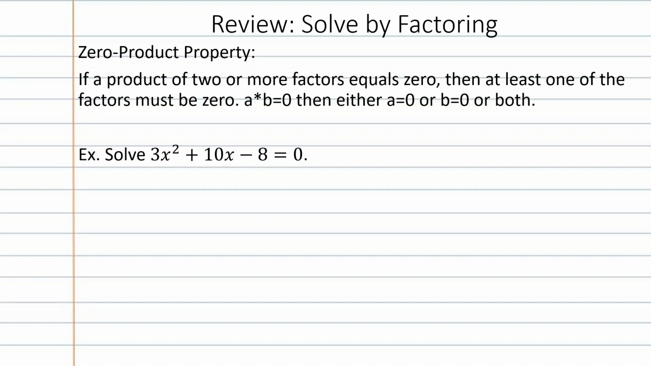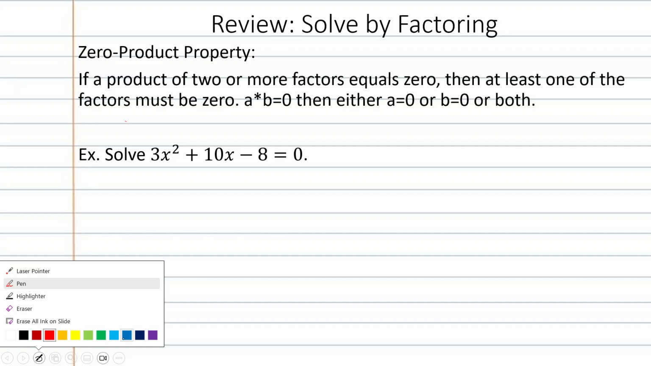Now, let's look at the equation 3x squared plus 10x minus 8 equals 0. We want to solve this by factoring. Now, there are many methods of factoring. I'm going to show you factoring by grouping because that's what you should have learned in Math 108 if you took it here at USCA.